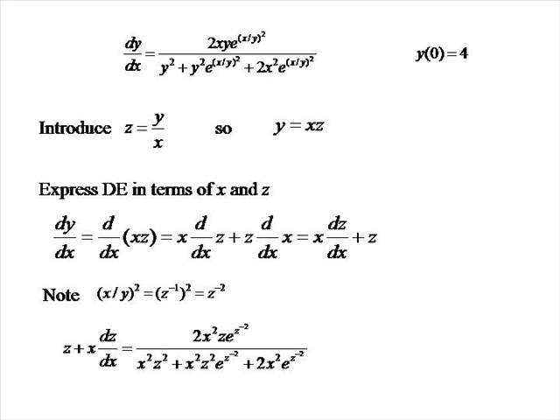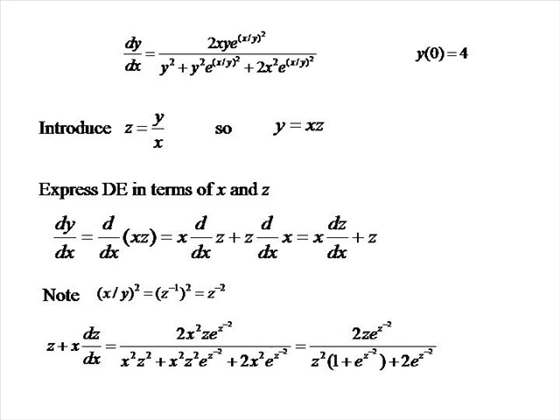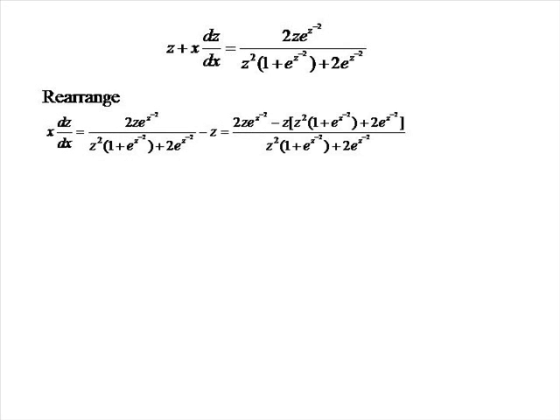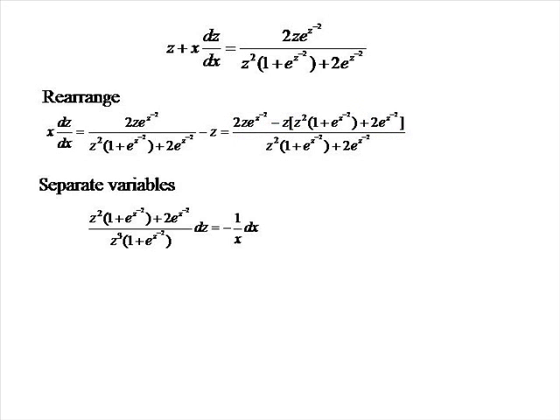Now let's take a look at what we've got. So z plus x dz by dx is equal to that horrible fraction on the right hand side. Let's rearrange this to get all the z's on to the right hand side. So we take z away from both sides, and if we now write the right hand side as a single fraction over a common denominator, if we do this, we notice that there are some terms on the top that cancel, shown here with the red and the blue circles. So these terms cancel, and we now rearrange by separating variables.